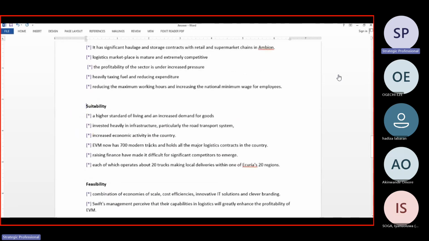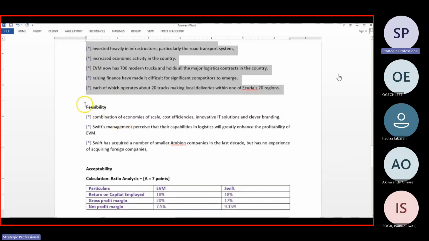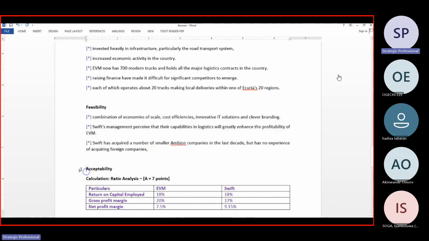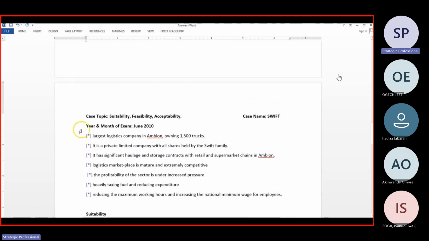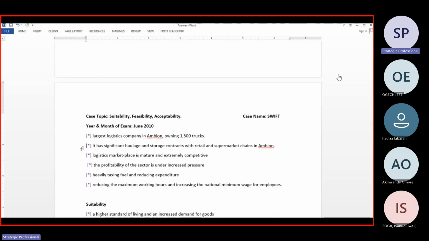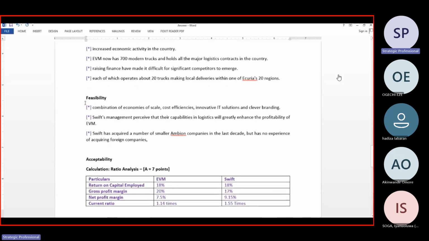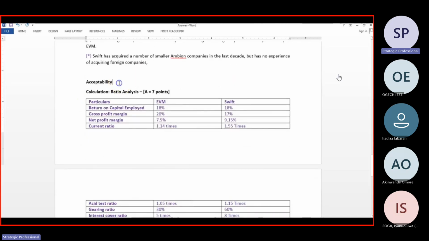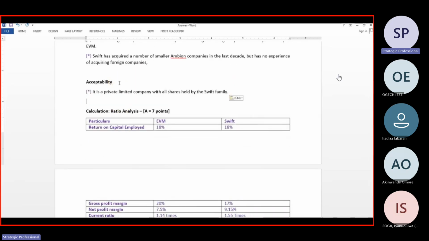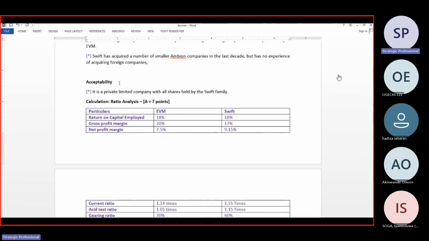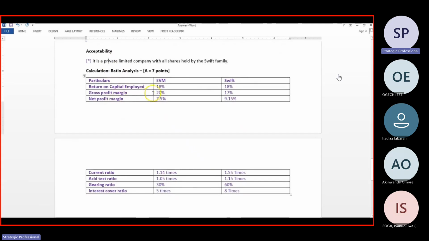So we have found out the suitability, we have found out the feasibility. We are now going to discuss the acceptability. In terms of acceptability, we are going to discuss the shareholders. So who are the shareholders in our company? This Swift company is a private company, so we can use that topic here. In terms of acceptability, only our company family has to accept it. Whether they will accept it, the answer is here.